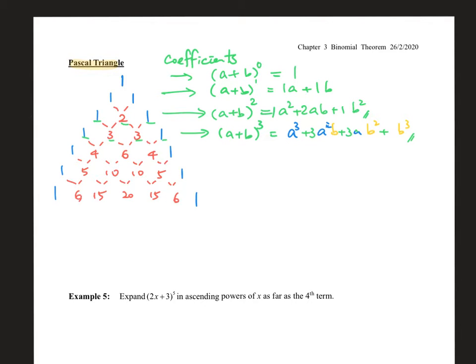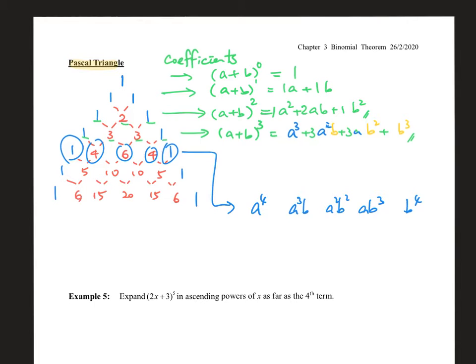You may try one more, like 1 4 6 4 1. Then it should be a to the power 4, a cubed, a squared, a, and no a. Next, no b, b to the power 1, b squared, b cubed, and b to the power 4. At last, you fill in the coefficients: 1a to the power 4, 4a cubed b, and then 6, 4, and 1. So this is the expansion. Is it easy to you? Hopefully yes.